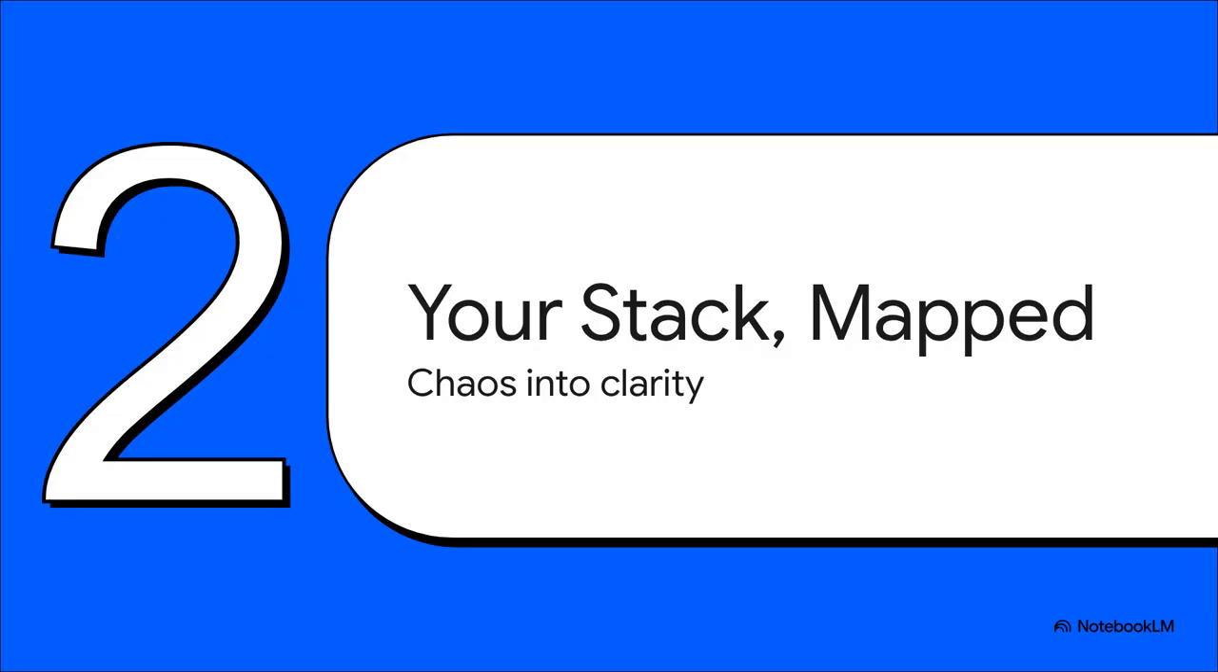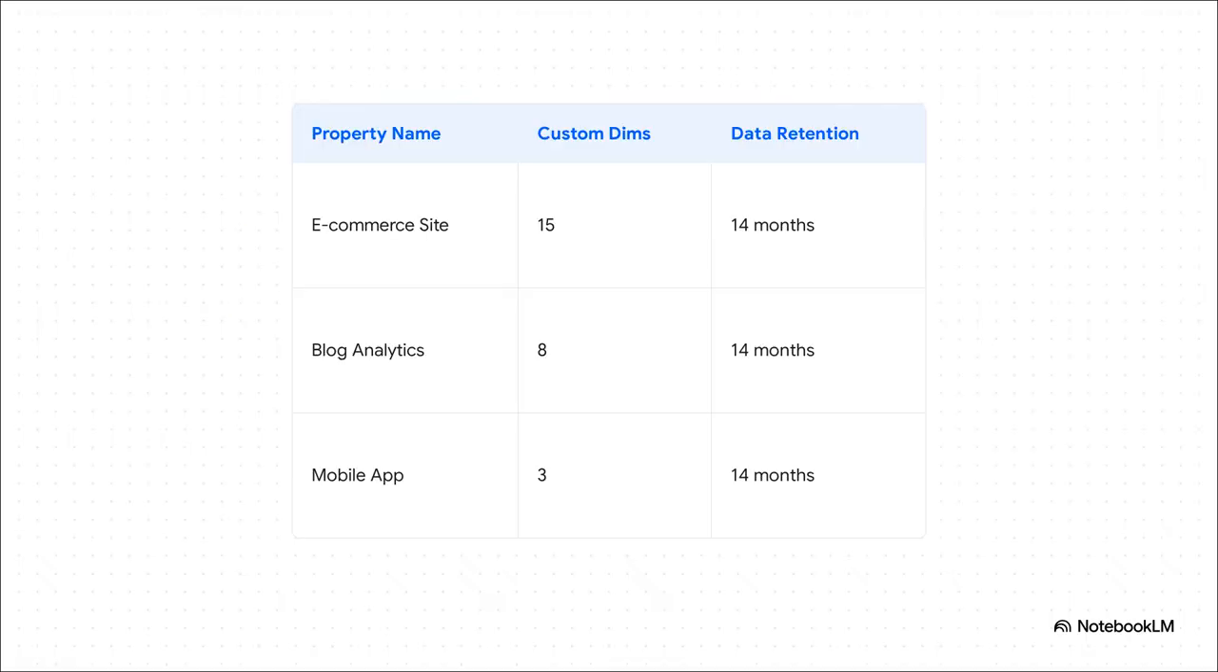Okay, so let's get into the good stuff. How does it actually turn that mess into something crystal clear? Let's take a look at what Addocu really maps out for you. First up, Google Analytics 4. Instead of having to click into every single property one by one, Addocu just gives you a complete inventory. I mean, imagine seeing all your properties, your custom dimension counts, your data retention settings, all of it in one clean, simple table. It just completely gets rid of the guesswork.